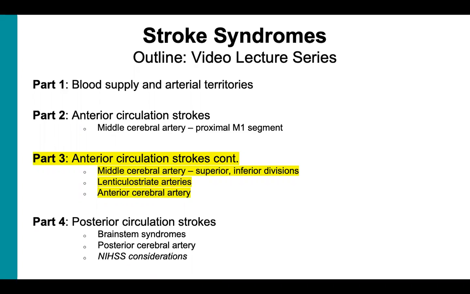In the last video, part 2, we covered the anterior circulation strokes, specifically the proximal M1 segment stroke of the MCA. Here in part 3, we will finish the anterior circulation strokes, covering the middle cerebral artery superior division and inferior division, as well as the lenticulostriate artery strokes and strokes of the anterior cerebral artery.